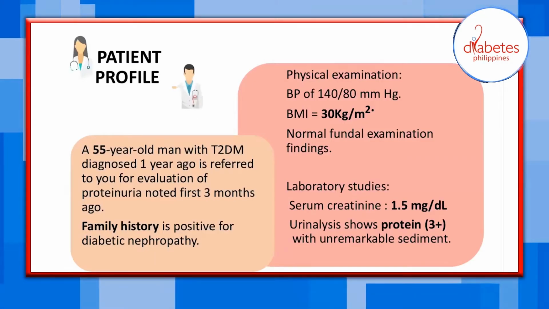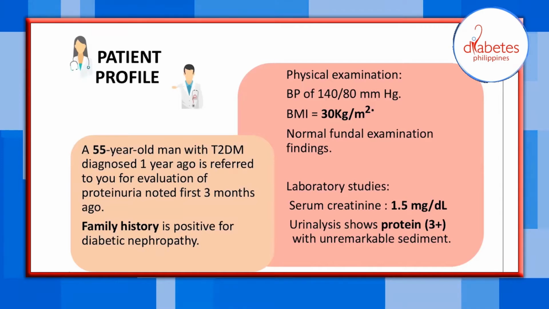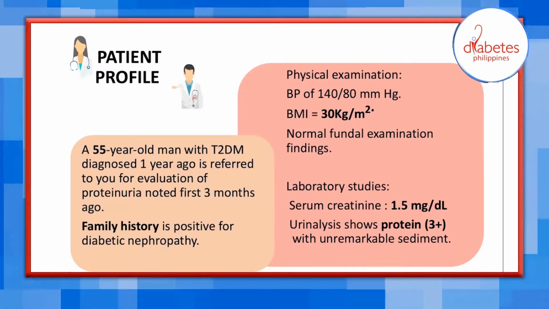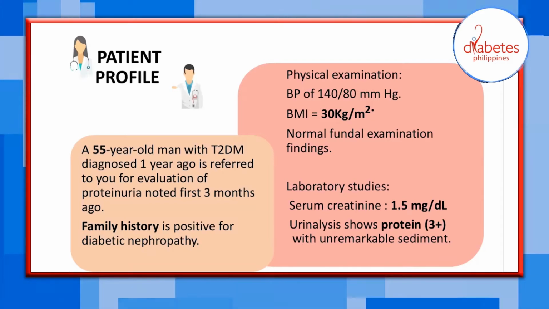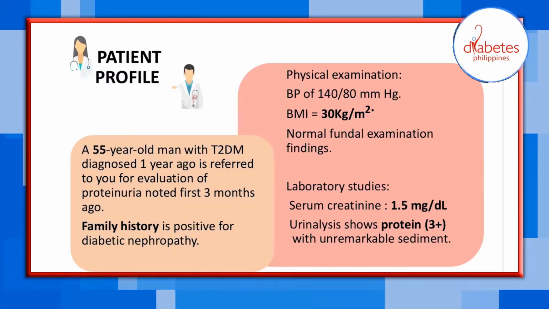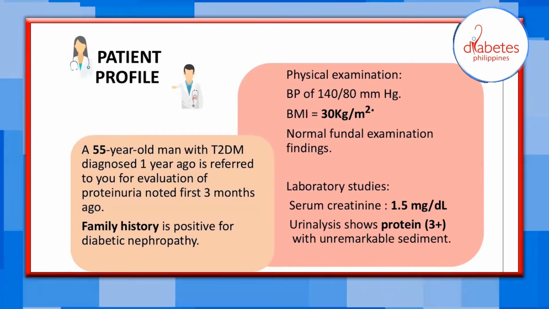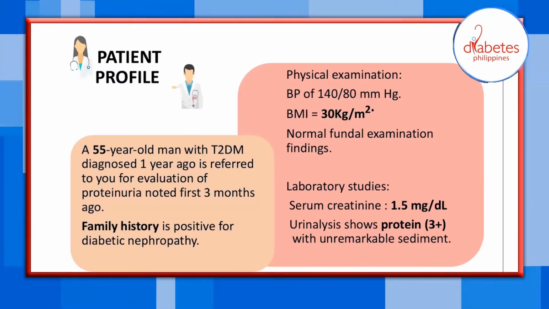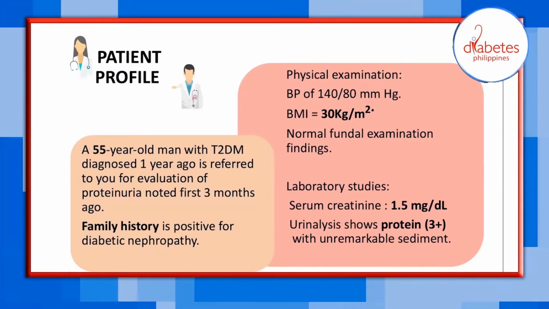To help us understand, we have a patient with us today. Our patient is a 55-year-old man with type 2 diabetes, diagnosed 1 year ago, referred to us for evaluation of proteinuria, first noted 3 months ago. He has a family history of diabetic nephropathy, and on physical examination, his blood pressure is 140/80 with an elevated BMI of 30, and a normal fundal examination. For the laboratory studies, the serum creatinine is elevated at 1.5 milligram per dL, and the urinalysis shows 3+ protein and unremarkable sediments.